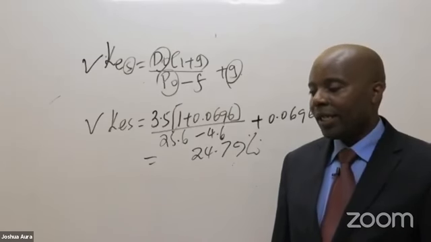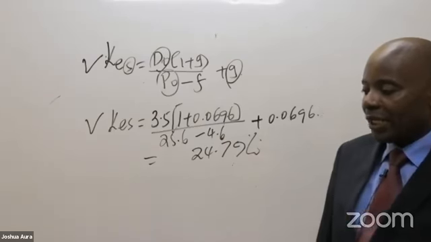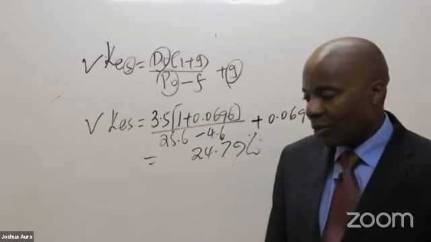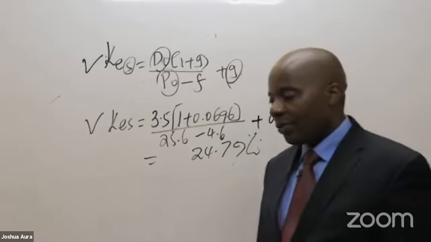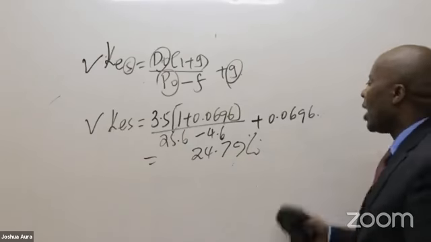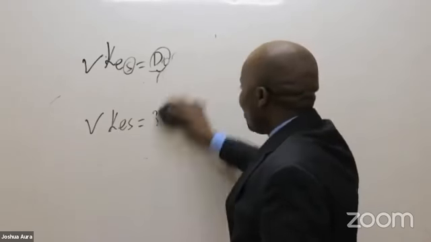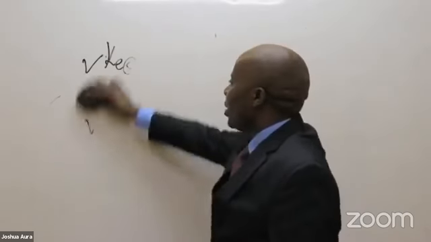Yeah, I can see 2 students give. Great. Even Eunice Njeri has also been able to get this 24.79. 24.79.